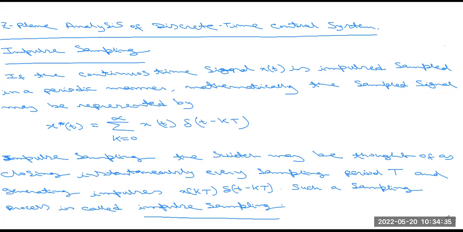Yes, sir. Okay, so now the function is the impulse sampling method. That is x asterisk of t, the summation of k equal to 0 to infinity of x of kT into delta of t minus kT. You know that?